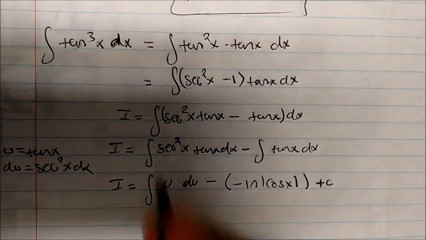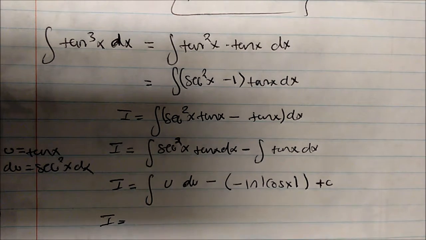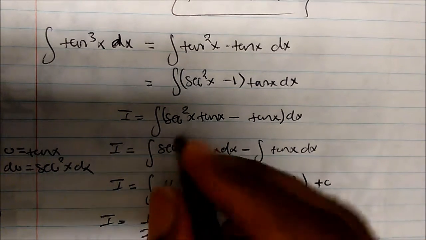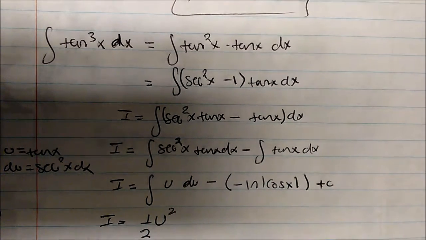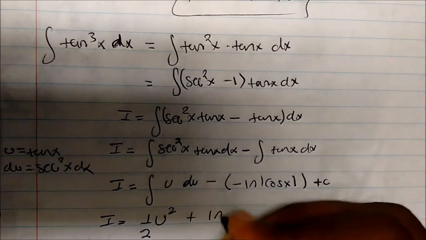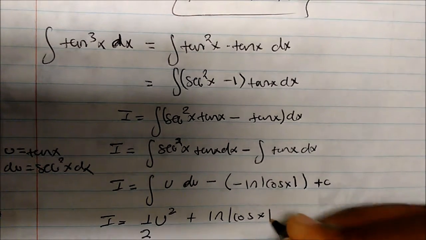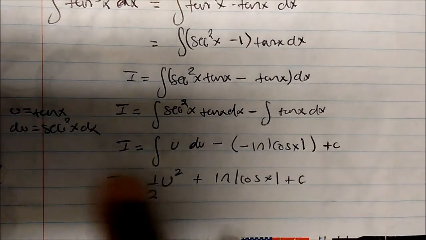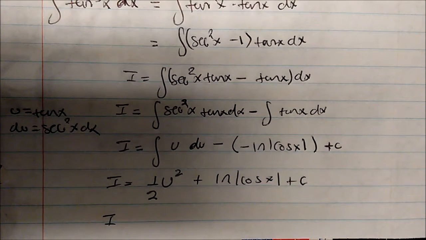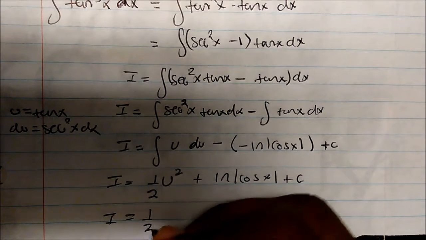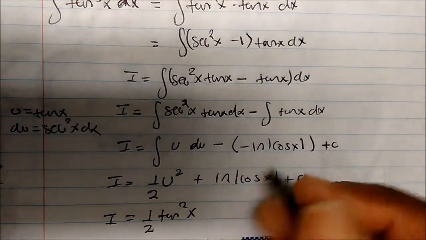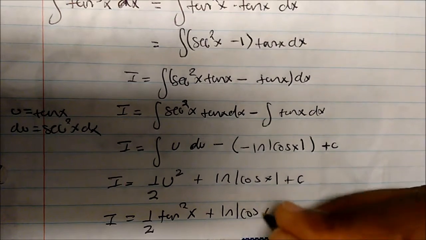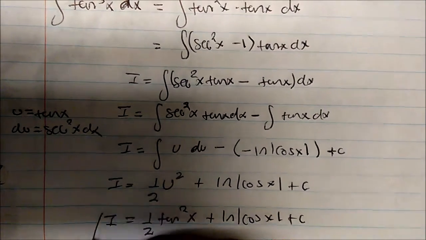Okay, so now we know the integral is going to be 1/2 u squared plus natural log of the absolute value of cosine of x plus c. Well, what was my u? My u was tangent. So this becomes 1/2 tangent squared of x plus ln of cosine of x plus c.